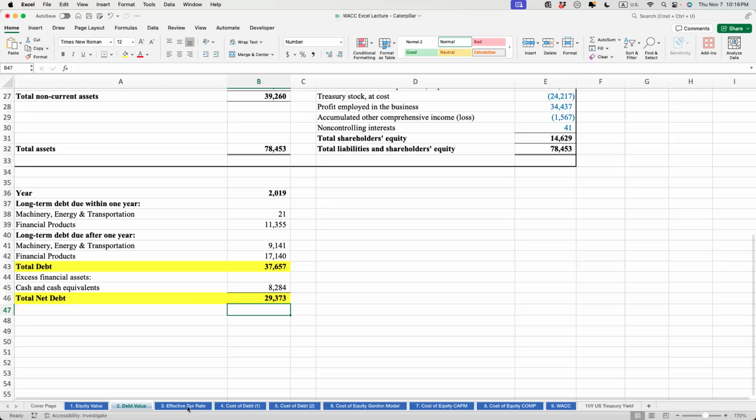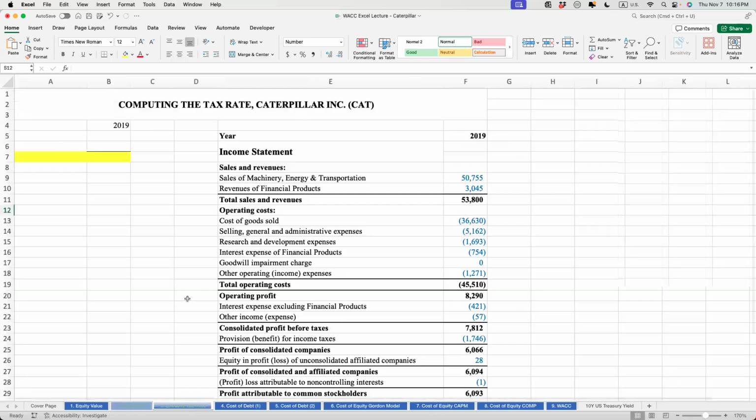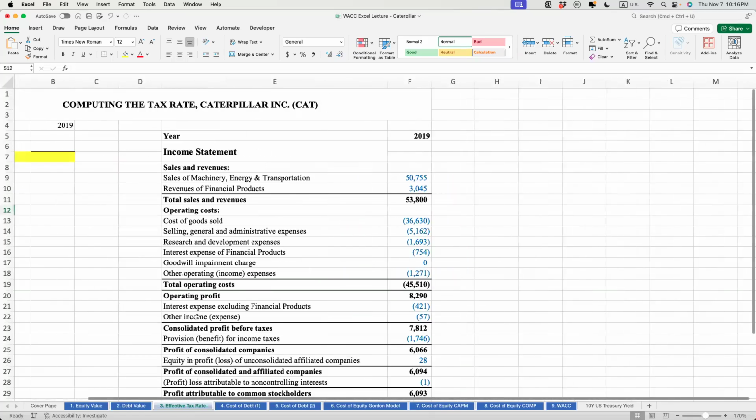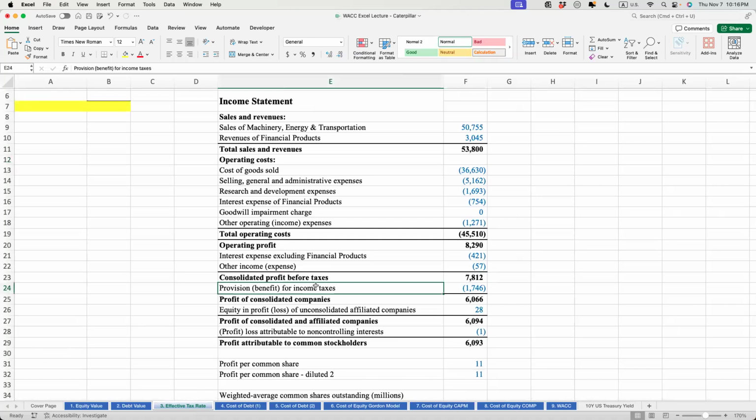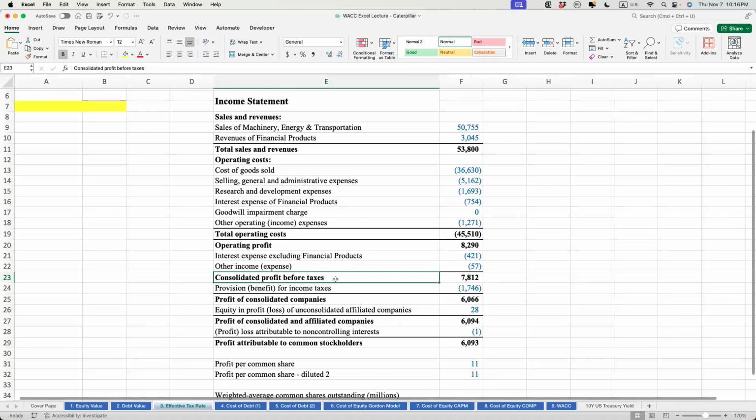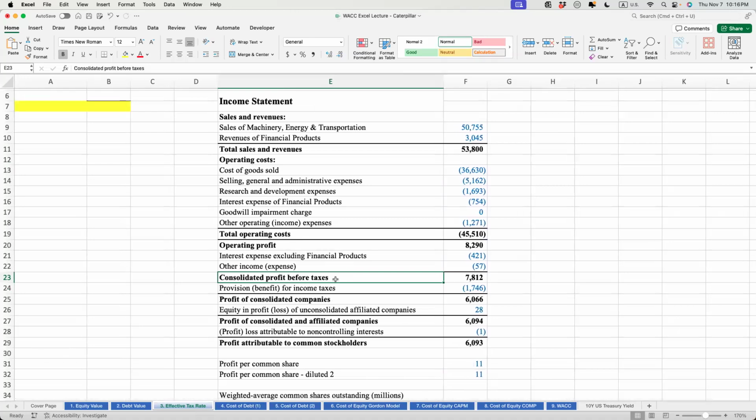Next, we're going to move to the effective tax rate. For effective tax rate, you guys took the accounting class. That's just calculating the tax rate using the taxes the company is paying, which in our example here will be provision for income tax divided by profit before tax. Okay, there are different arguments. People may argue that in the 10K or 10Q filings, companies may also provide you with the effective tax rate.